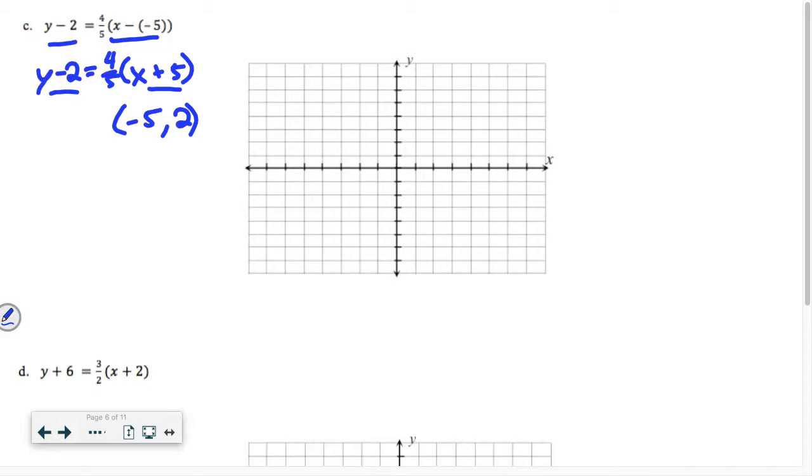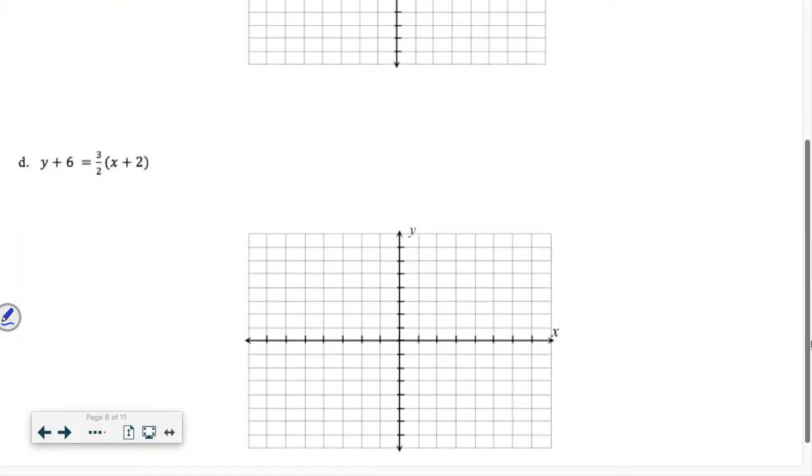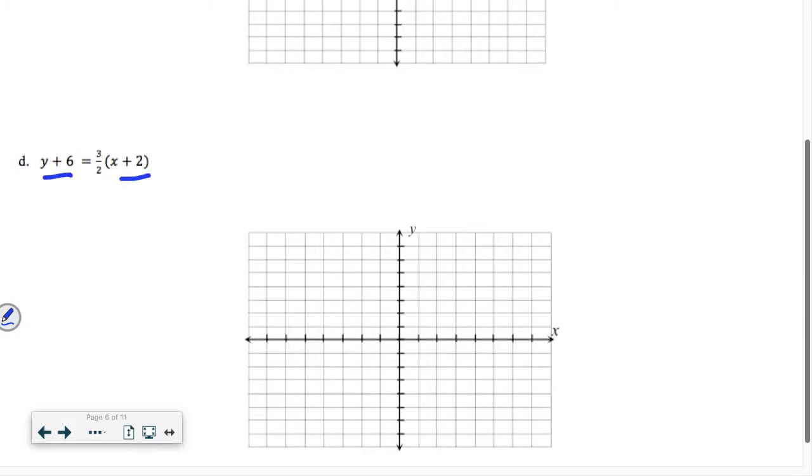And for part D, I'm already positives. So plus 2 and plus 6. So my starting point is -2, -6.